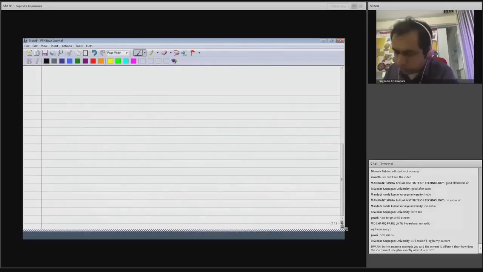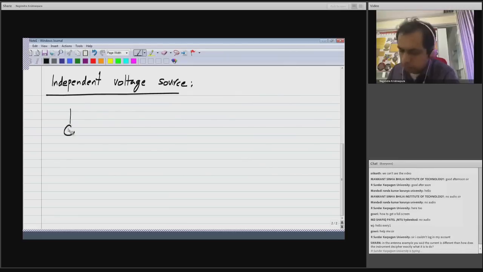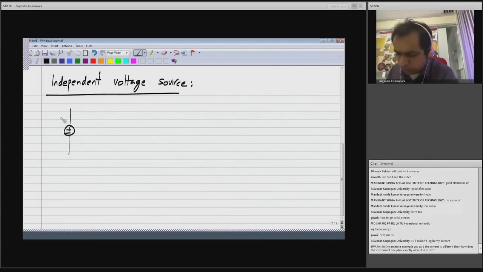Now the very first element that we will take is what is known as an independent voltage source, and this is denoted by a symbol which has a circle with plus and minus marked, and what is given is the voltage in this polarity. And that is equal to, let's say, some V naught.